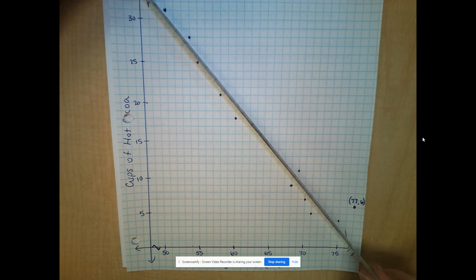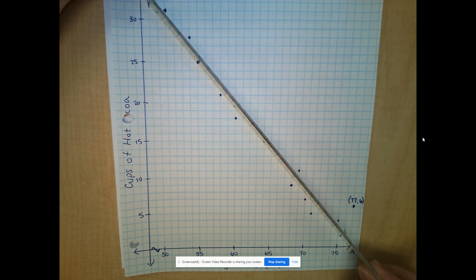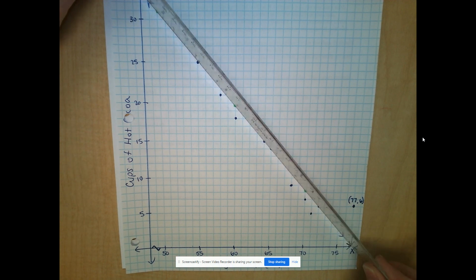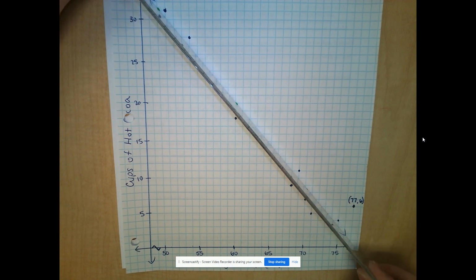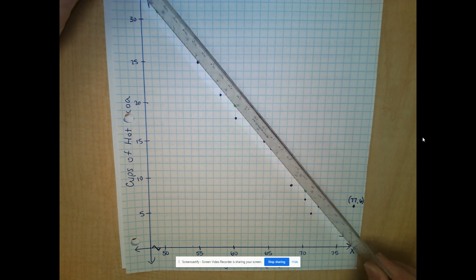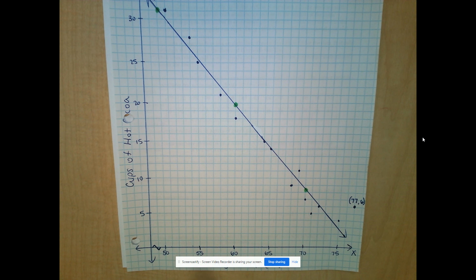What I did was I took my ruler and I lined it up so that I was splitting the dots in half. I wanted about half the dots above my ruler and about half my dots below the ruler. And I wanted them to be scattered. So I wanted there to be ones above and below all the way along the line on both sides. So I have drawn a line that follows my data. Notice it doesn't have to go through the origin.